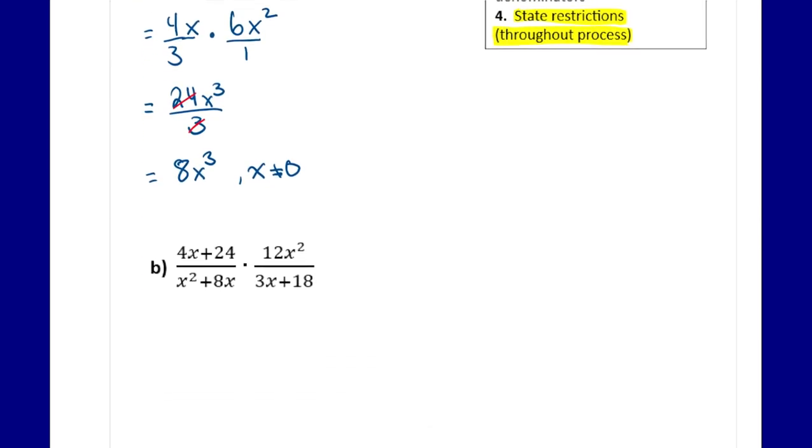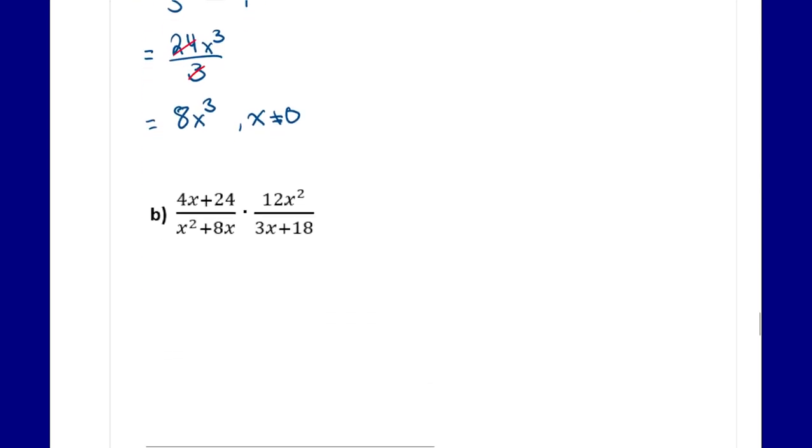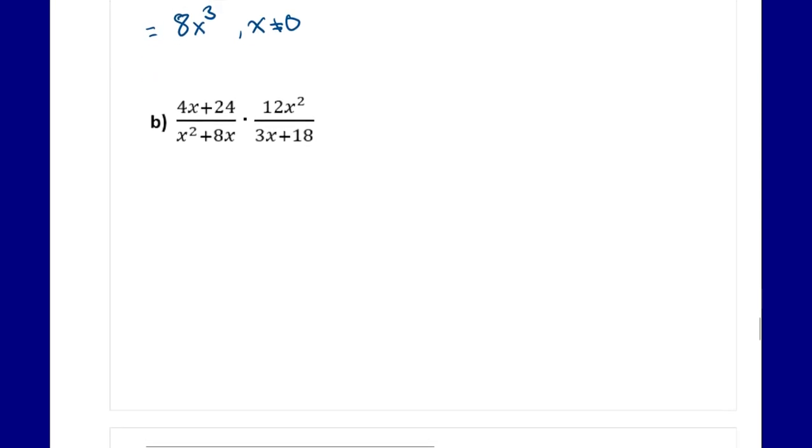Now let's look at b. So this is where it gets a little bit more complicated. 4x plus 24 divided by x squared plus 8x times 12x squared minus 3x plus 18. All right, this is now where it gets a little bit tricky. If I look at this, I want to factor where possible.